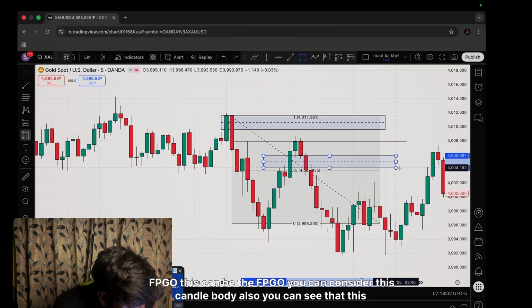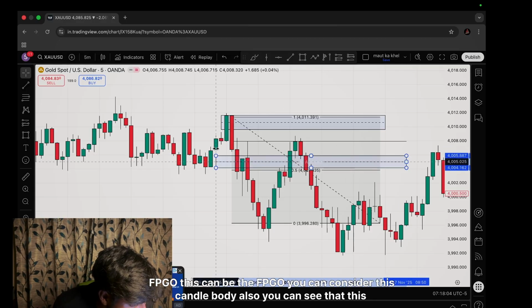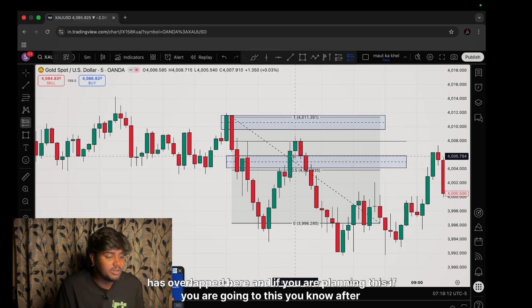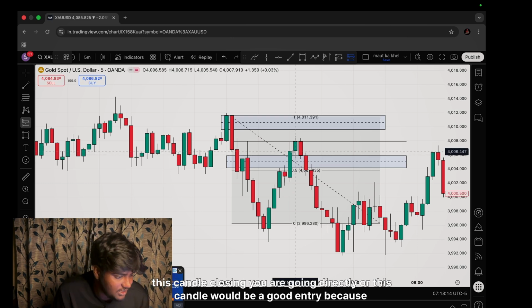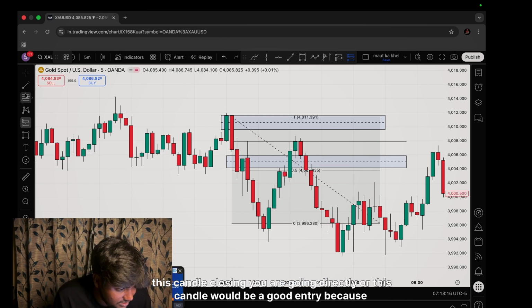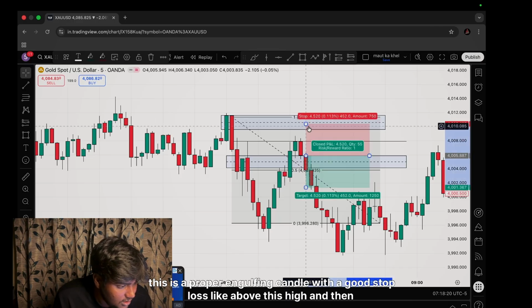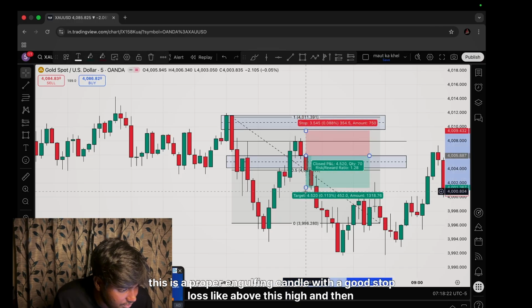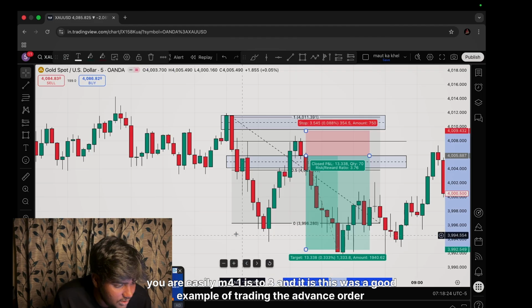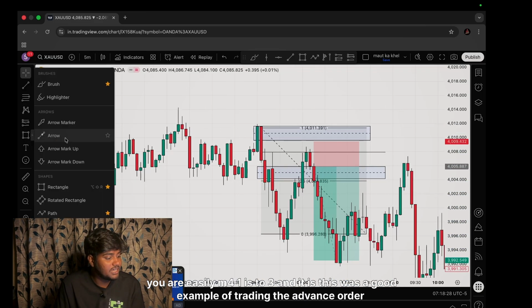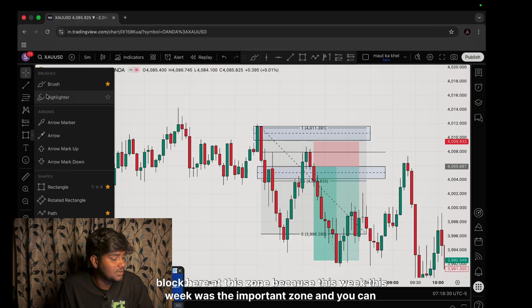This can be the FVG. You can consider this candle body also. You can see that this has overlapped here. And if you are going in after this candle closes, this candle would be a good entry, because this is a proper engulfing candle with a good stop loss above this high. And then you can easily aim for 1:3. This was a good example of trading the advanced order block here.